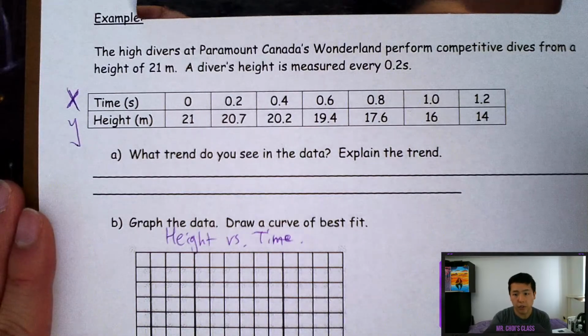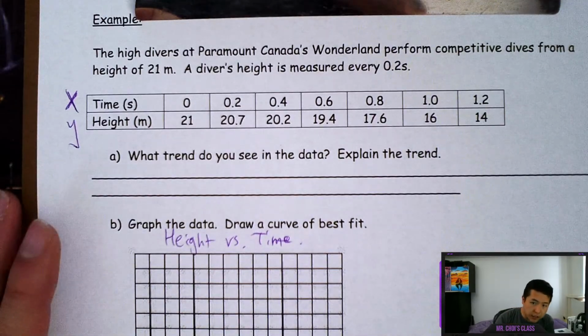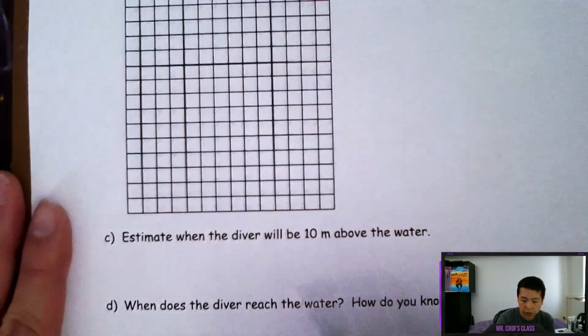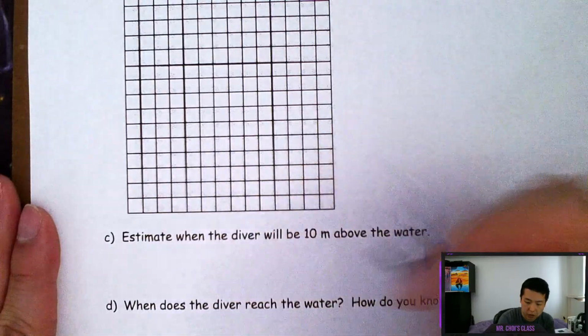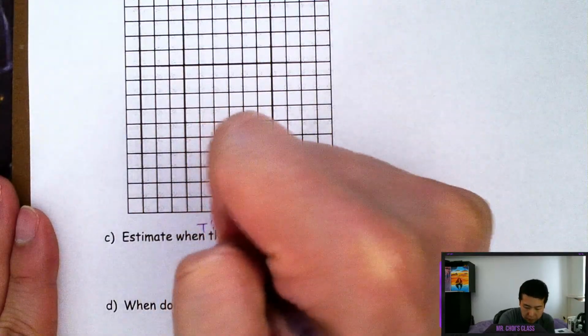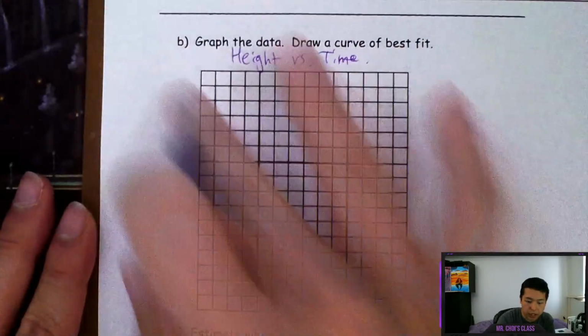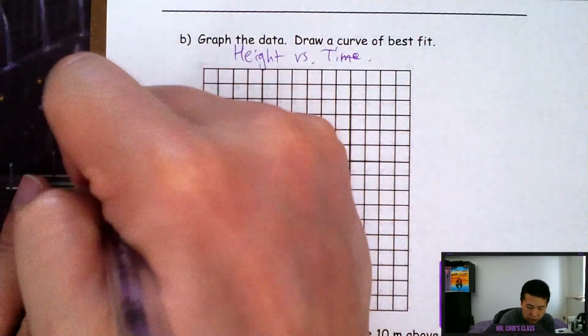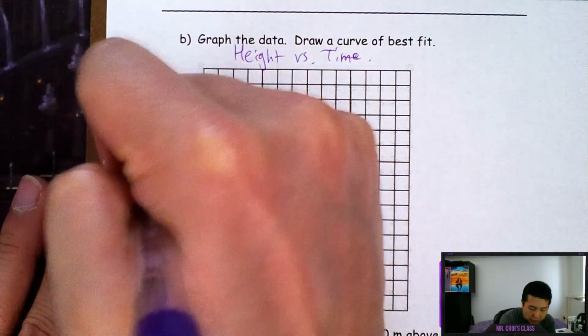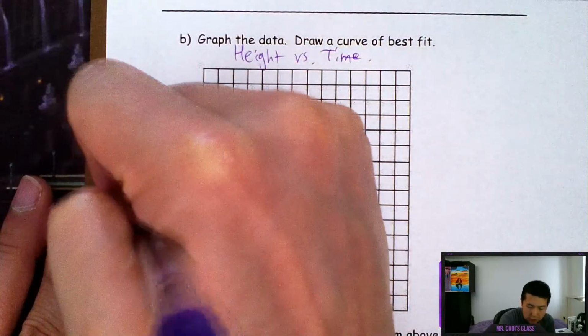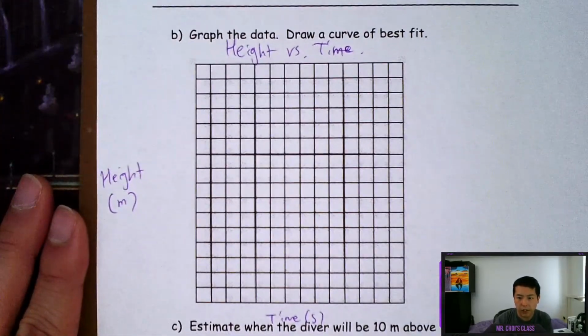You need your title. Step 2, your axis titles. So down here, I know there's a little space here, but this would be time, right? That's our x-axis. And our y-axis over here on the left would be height. And so we're going to write that down. If it has units, make sure your units are in brackets in your title.